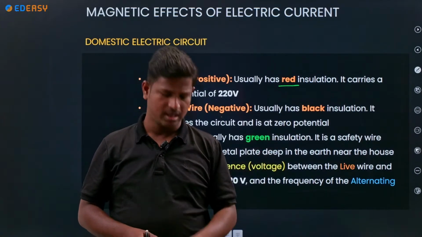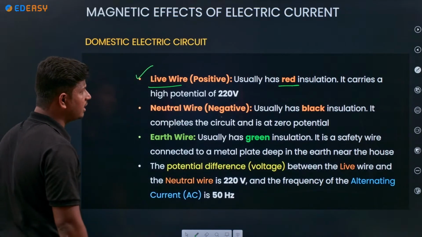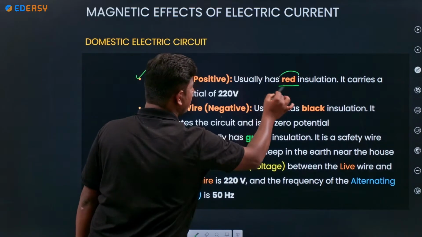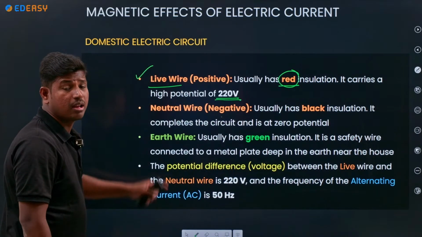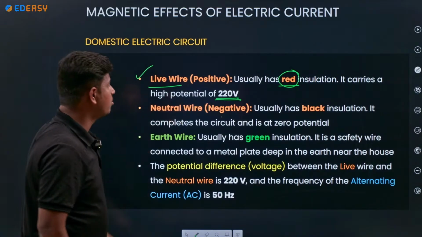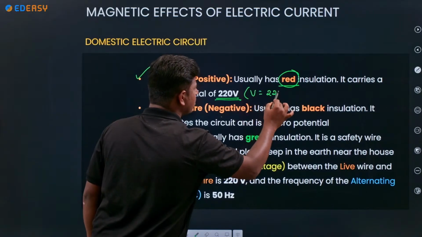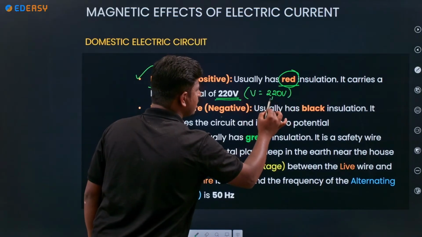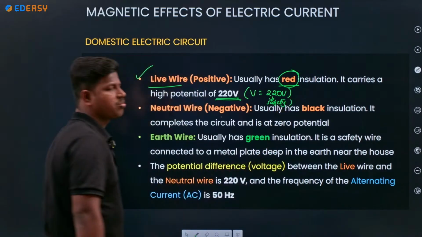So see, live wire, which we have taken as red color. How much potential will be there? Remember, there is a chance to ask in examination, MCQ: potential in domestic purpose is 220 volts. This is also used for safety purpose only.